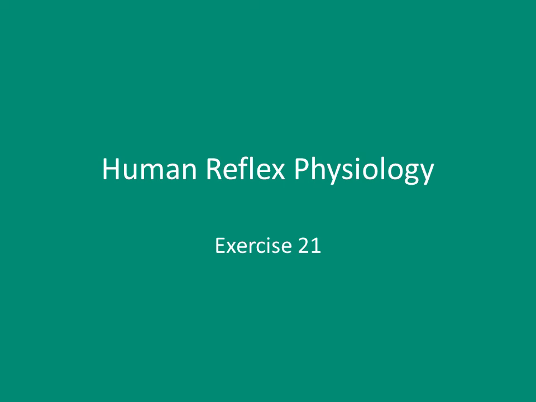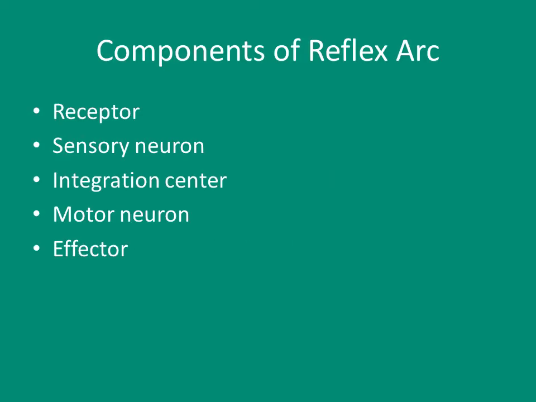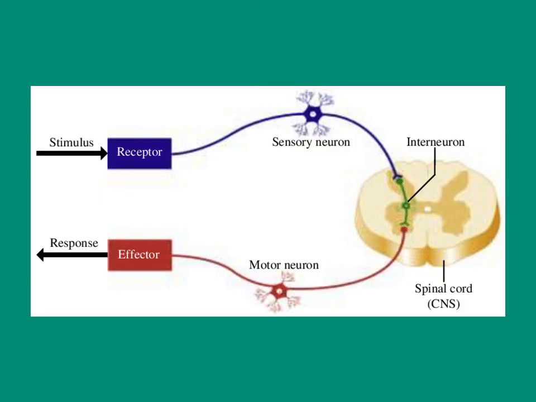Exercise 21 deals with human reflexes and the physiology involved with that. There are five major components of the reflex arc: the receptor, the sensory neuron, the integration center, also known as the association center, the motor neuron, and the effector.